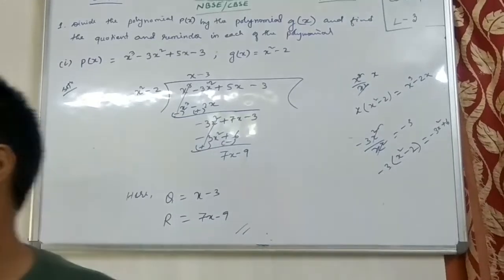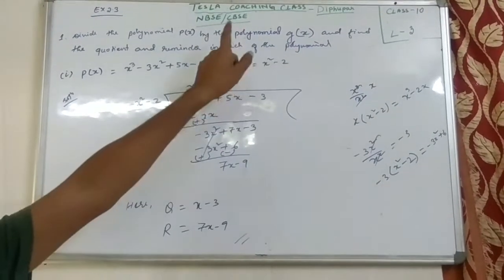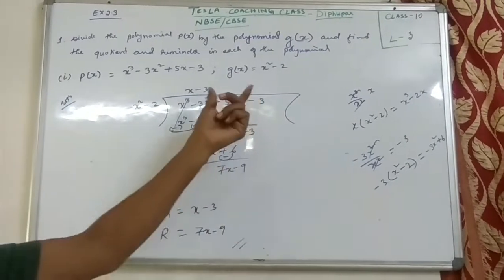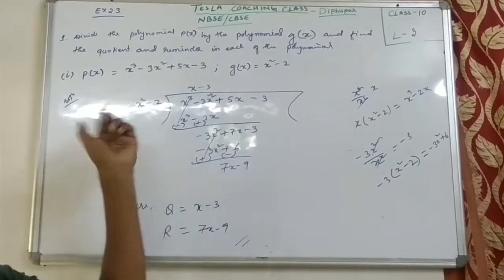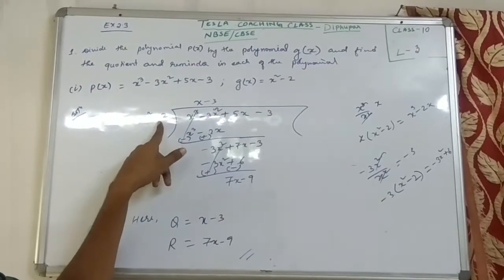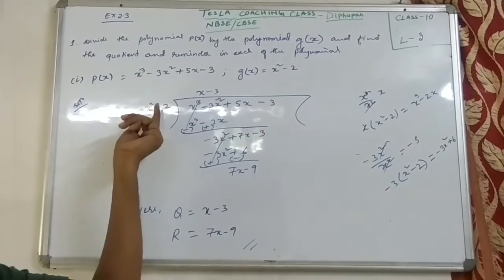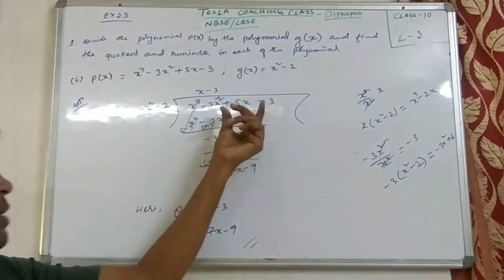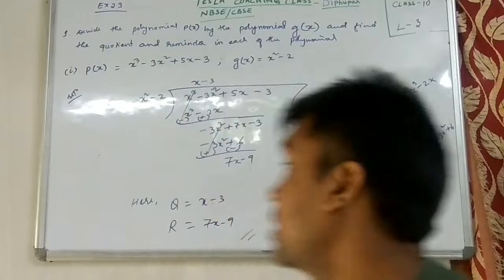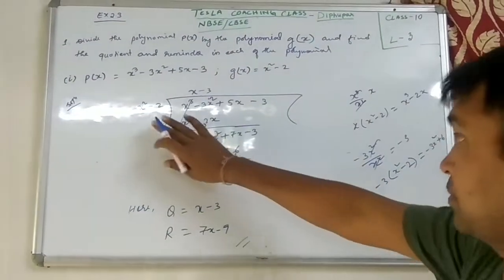Okay, so first of all, we are going to write p of x as the dividend and g of x as the divisor. We have written x square minus 2. G of x will always be outside and p of x will be inside. So when we are dividing it, how to divide it, students? We have to learn it properly.